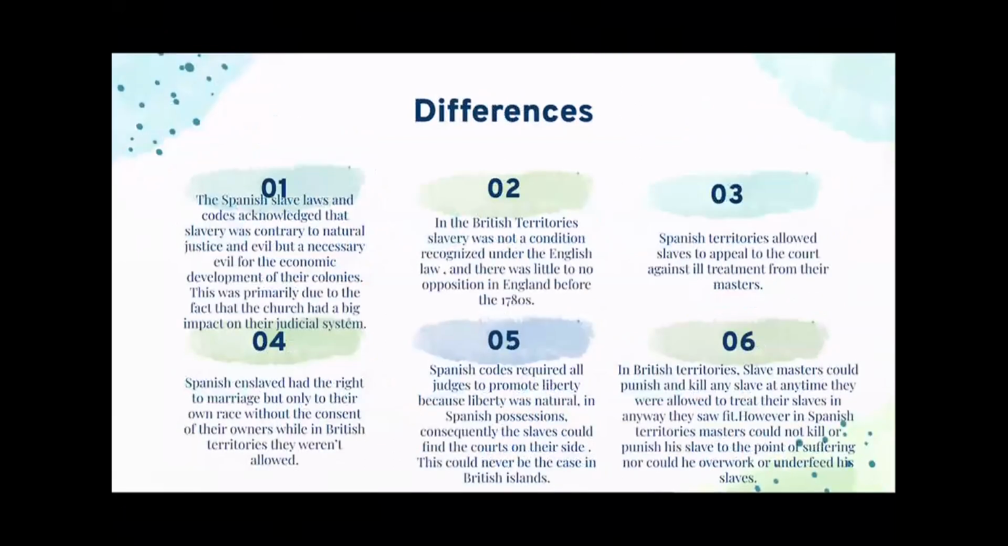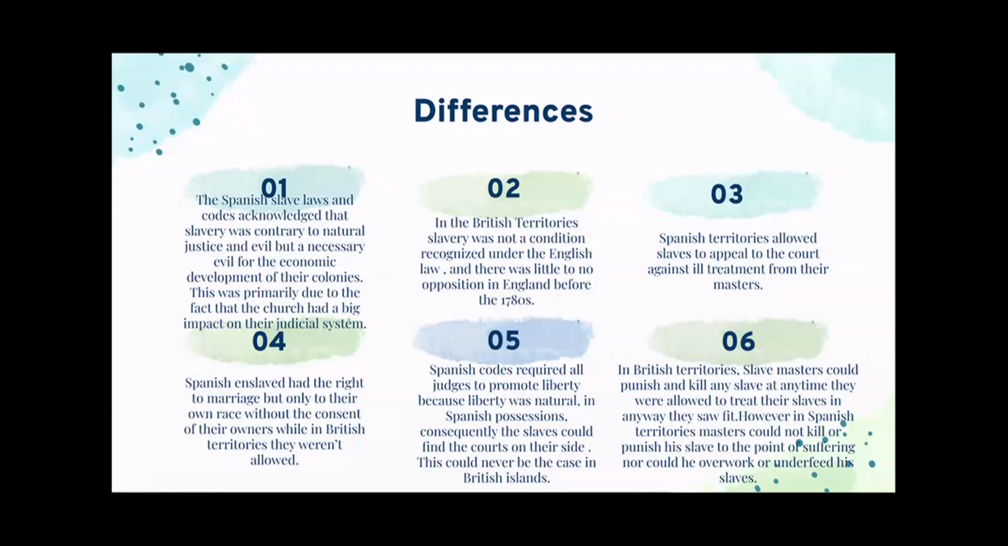And the differences between the British and Spanish slave laws. One, the Spanish slave laws and codes acknowledged that slavery was contrary to natural justice and evil, but a necessary evil for the economic development of their colonies. This was primarily due to the fact that the church had a big impact on their judicial system.